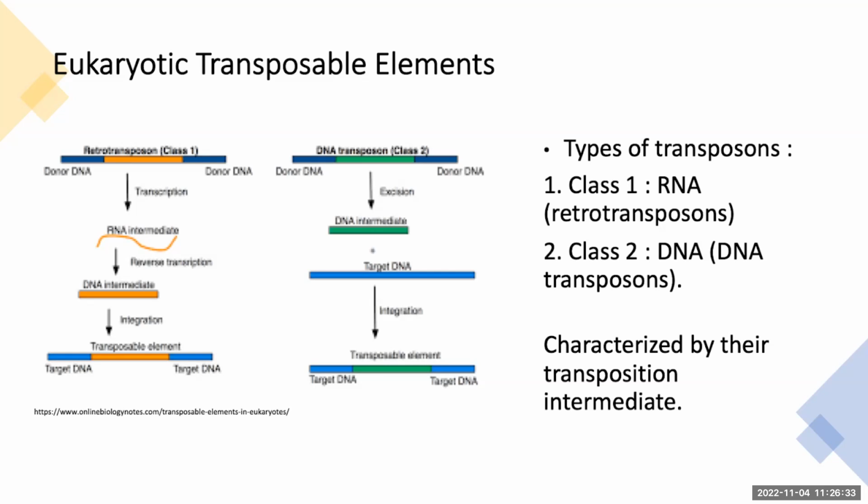And then your DNA transposons are your class 2 transposons, which have a DNA intermediate. They cut themselves from their target DNA site, and when they want to move, they move as a whole. They don't copy themselves too frequently; they move to a different target DNA site and insert themselves.